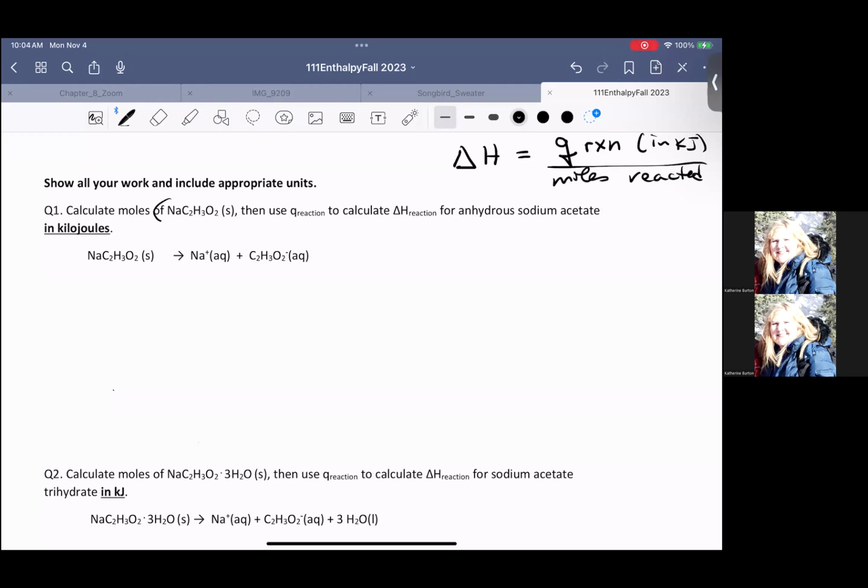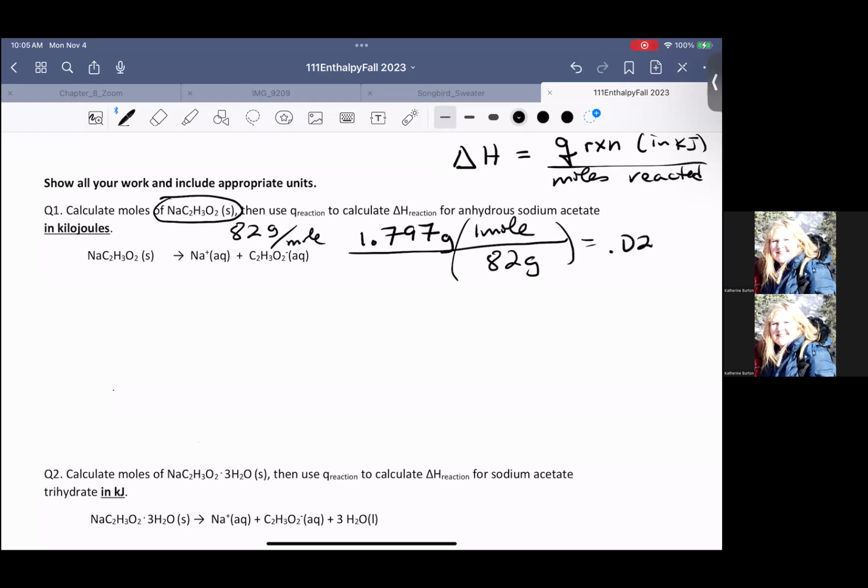My amount of sodium acetate here is going to be 1.797 grams. I'm going to need the molar mass of sodium acetate to get the number of moles for this. My molar mass is 82 grams per mole when I add those up. So I know there's 1 mole of my sodium acetate for every 82 grams. And when I do my math here, I'm going to get 0.0219 moles of this.